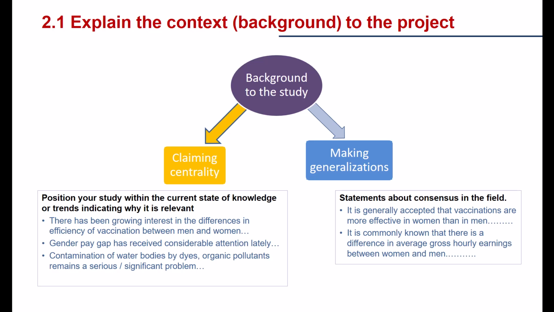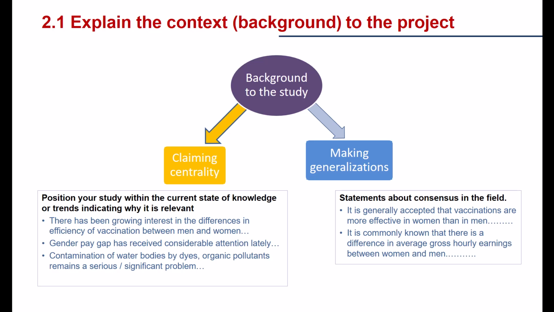So the first part is the context or the background. Here you want to position your study within the current state of knowledge. This is claiming centrality. You want to position your study in the current trends. So there has been growing interest in differences in efficiency of vaccination between men and women. If this is the trend that all other people are investigating at the moment, you want to position your study within this current state of knowledge.